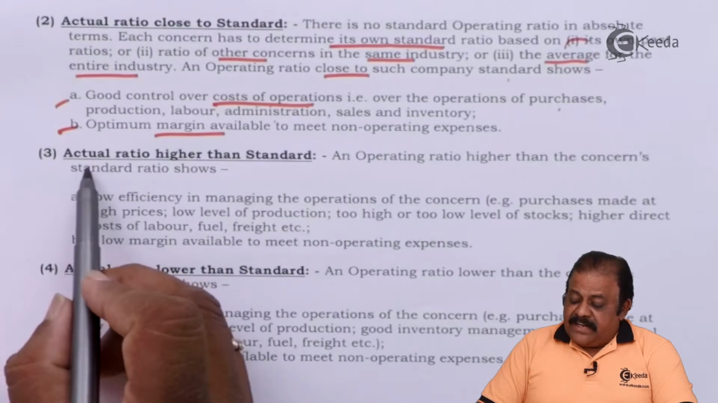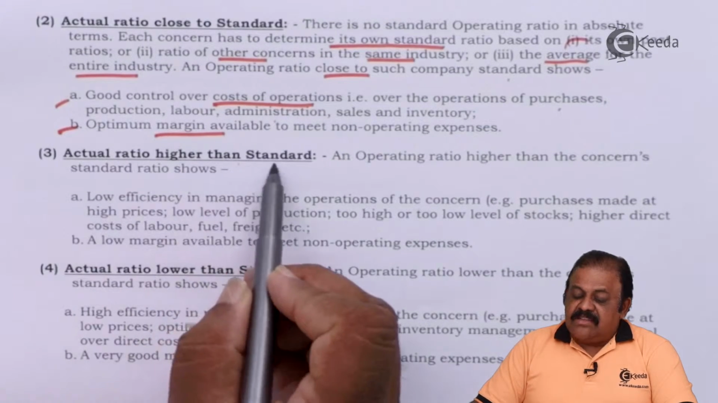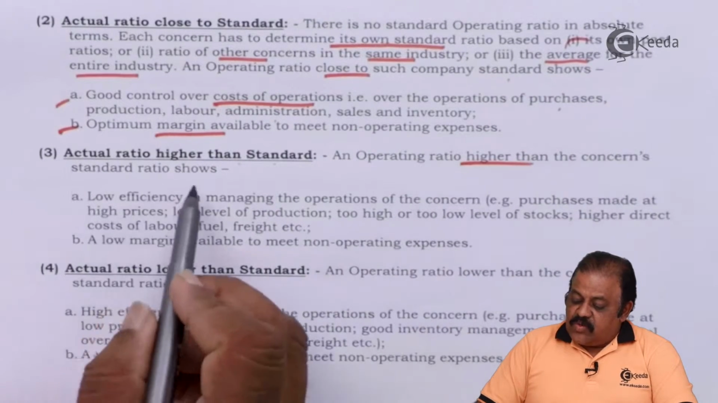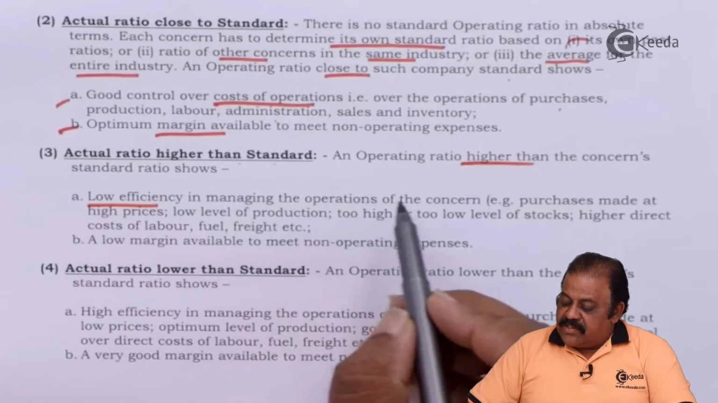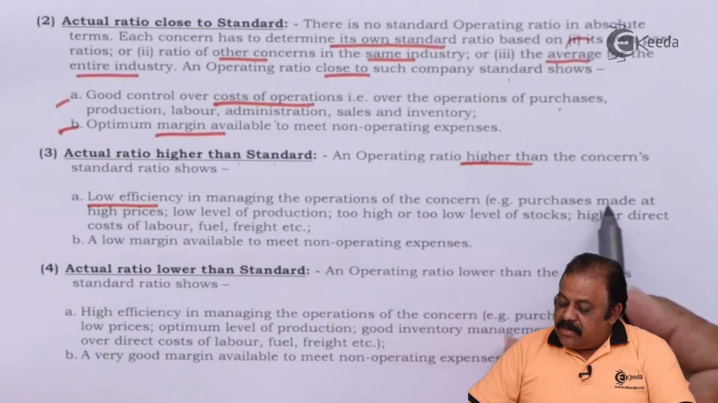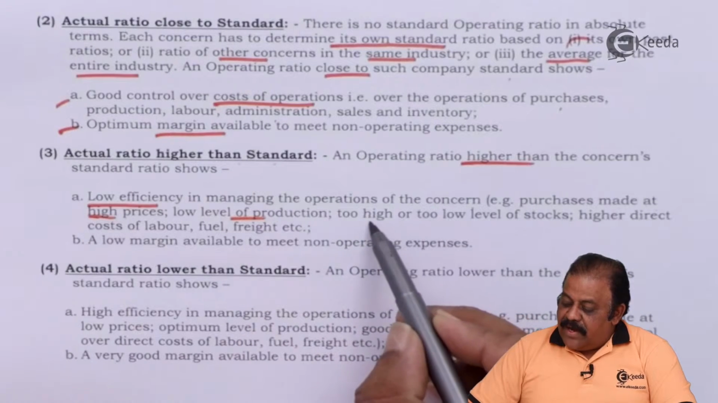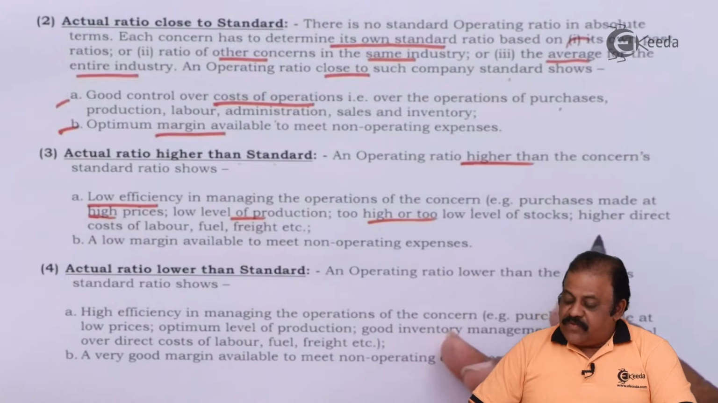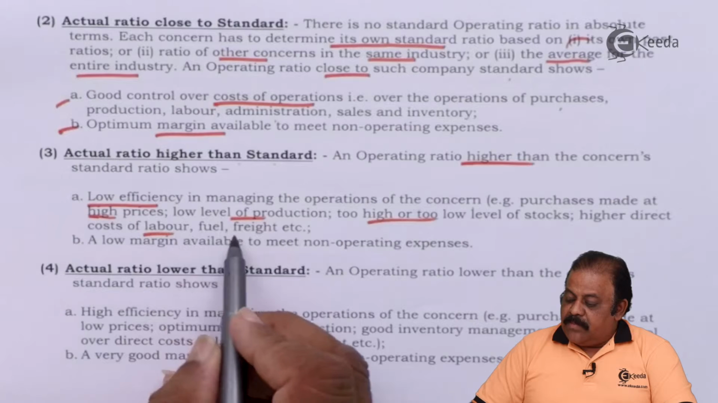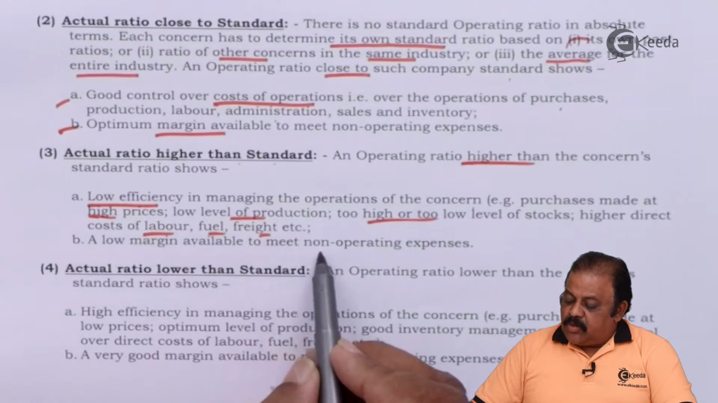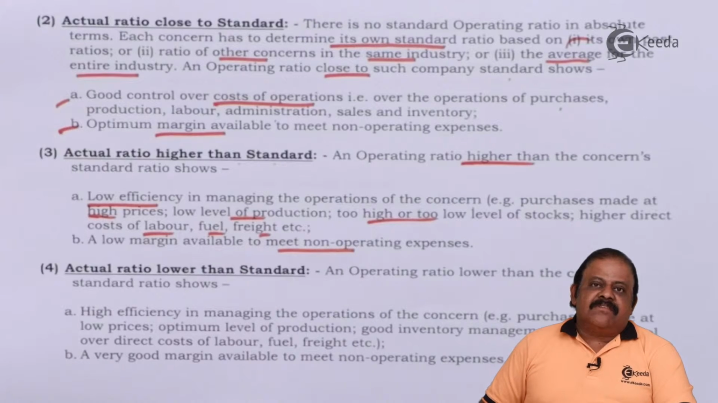What if the operating ratio is higher than the standard? An operating ratio higher than the standard shows low efficiency in managing the operations of the concern. Examples: purchases made at high prices, low level of production, too high or too low level of stocks, higher direct cost of labor, fuel and freight, etc. A low margin is available to meet non-operating expenses.